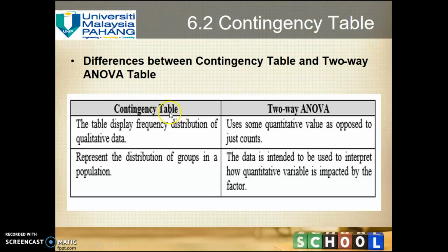In the contingency table, the data that represent the combination of row and column is a single data, but in two-way ANOVA we have 2 and above data.